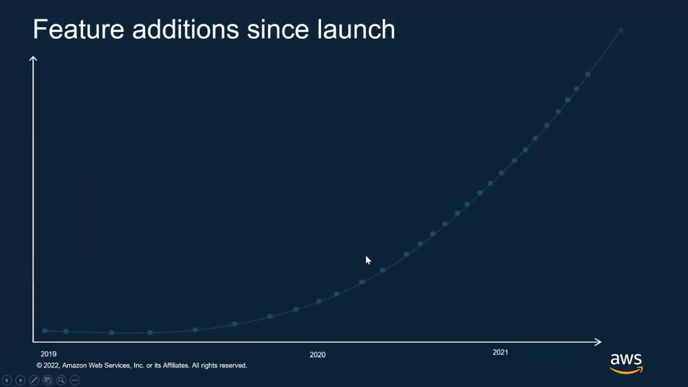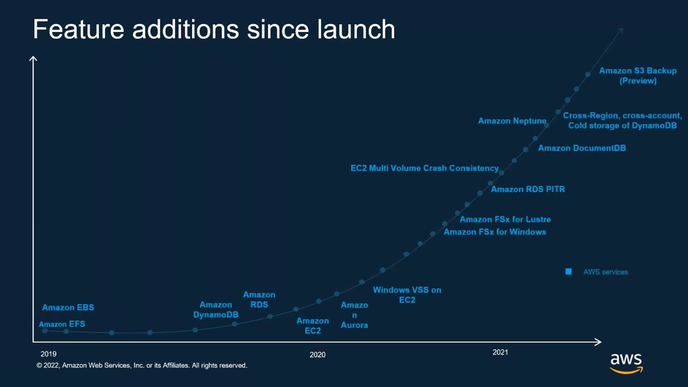We have been innovating in AWS Backup at a very high pace since our launch in 2019. Our innovations have been focused on four pillars. Our first pillar of innovation has been the focus on adding support for stateful AWS services. These are the different AWS services which you can back up using AWS Backup, and the latest addition is S3, about which I will talk in more detail.